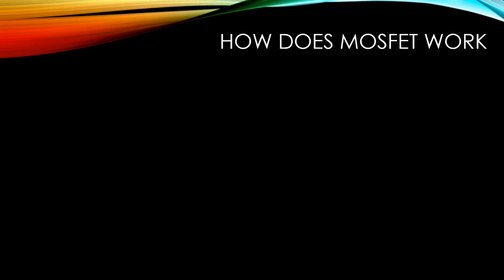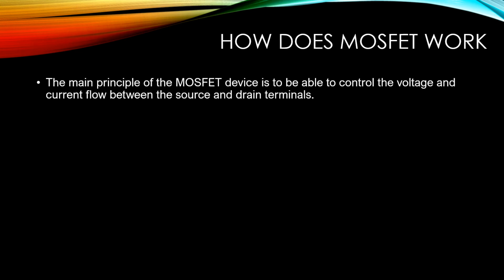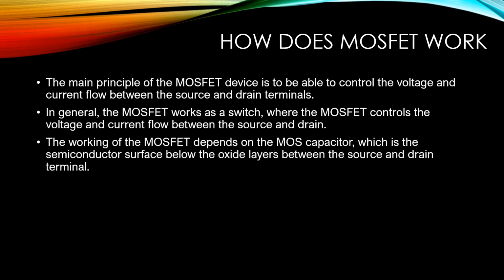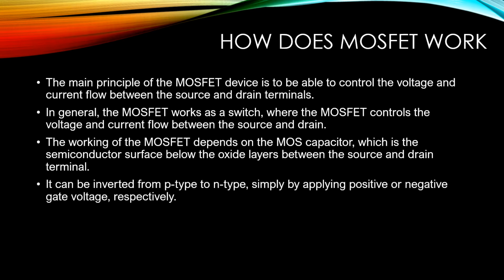Moving on, we go to how a MOSFET works. The main principle of a MOSFET is to be able to control the voltage and the current flow between the source and the drain terminal. In general, the MOSFET works as a switch where it controls the voltage and the current flow between the source and the drain. The working of the MOSFET depends on the MOS capacitor, which is the semiconductor surface below the oxide layer between the source and the drain terminal. It can be inverted from P-type to N-type simply by applying positive or negative gate voltage respectively.